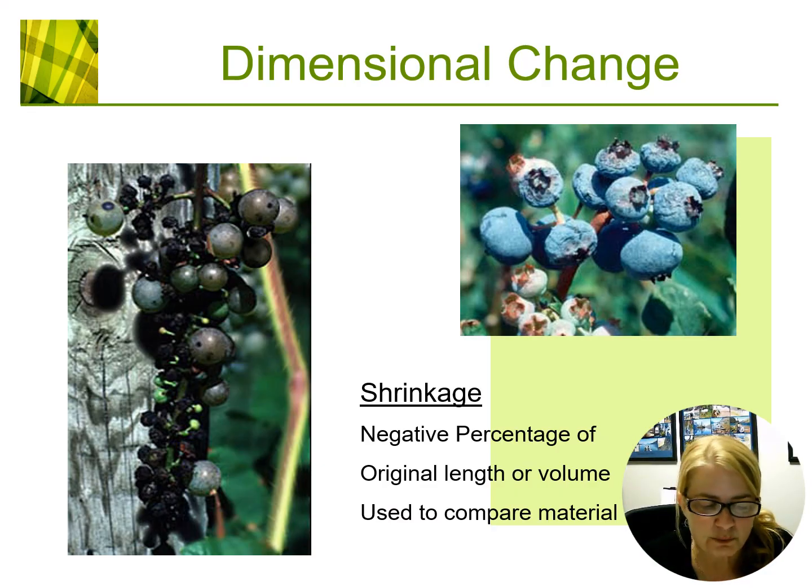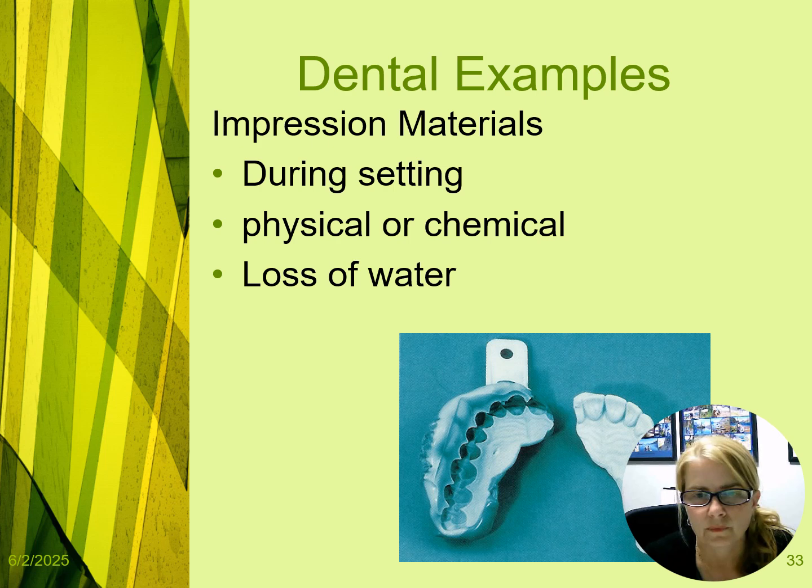Dimensional change is the percentage of shrinkage or expansion. We want to minimize dimensional change for accuracy. Impression materials are an example of where it's important not to get any dimensional change. Different impression materials can have some dimensional change occur during setting. It can be physical dimensional change or chemical dimensional change, and there could be a loss of water. And we'll talk about that a little bit further when we get to some other terms related to impressions.